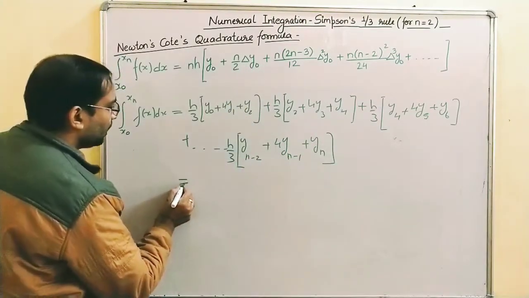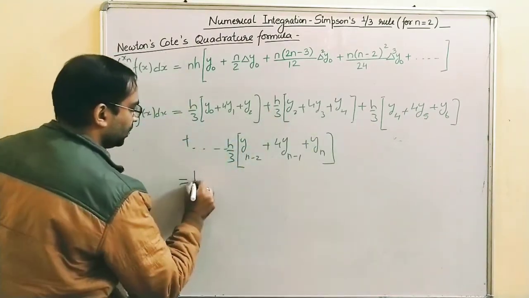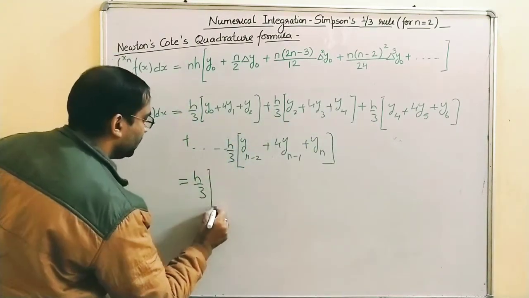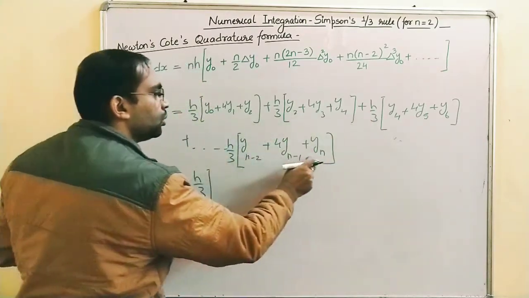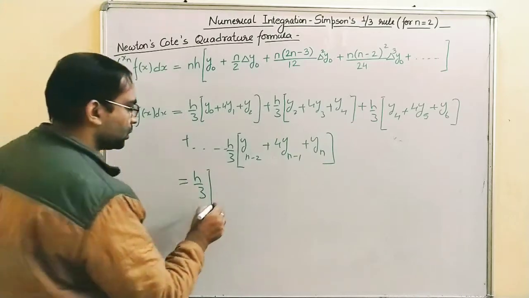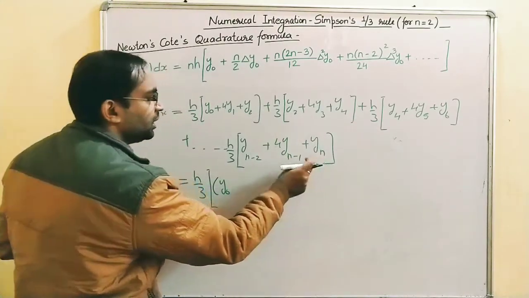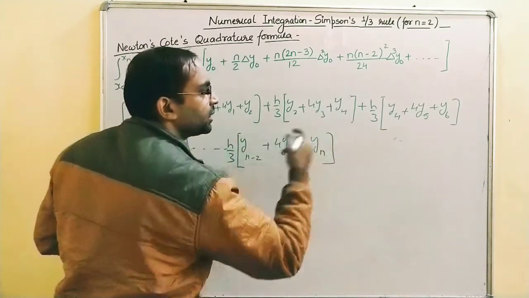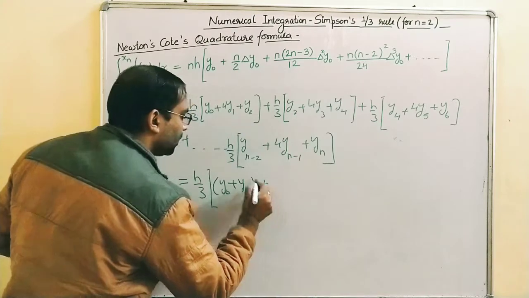As we can see, h by 3 is common in all the terms. So we'll take h by 3. y0, in the whole series, occurs only once. So we'll take y0, and we can see yn is also a single term that comes once. So we'll take y0 plus yn in one group, plus.